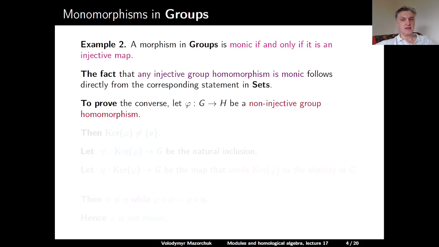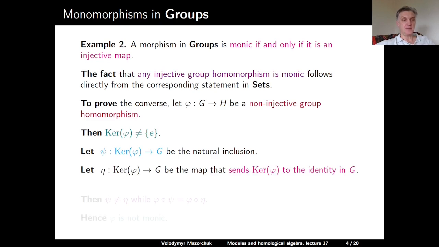To prove the converse, let phi be a non-injective group homomorphism from a group G to a group H. Then the fact that it is not injective means exactly that the kernel of phi, which is a normal subgroup of G, is not equal to the trivial subgroup, so the kernel is non-trivial. Let psi be the homomorphism from the kernel of phi to G given by the natural inclusion. Let eta be the homomorphism from the kernel of phi to G which sends the whole kernel of phi to the identity element in G.